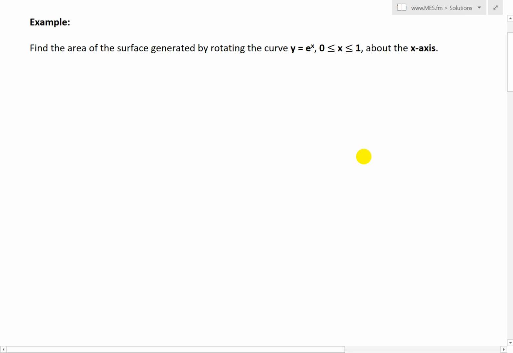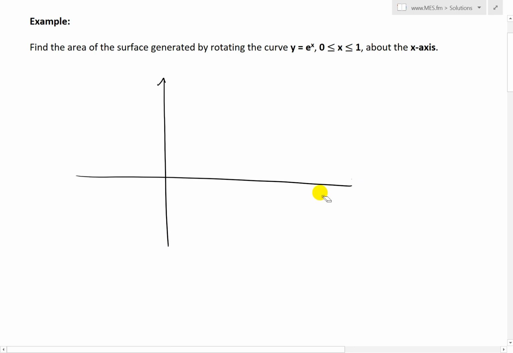So the first step is to graph this to get a better idea of this function. If we draw the x and y axis like this, x here and y right here. Now for this function y equals e to the x, when you plug in x equals 0, you get e to the 0, which is just 1. And it's an exponential function, so it just goes up exponentially. So this starts at 1, and this is the curve y equals e to the x.